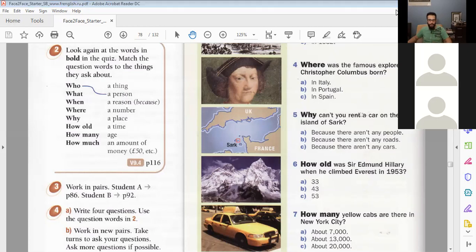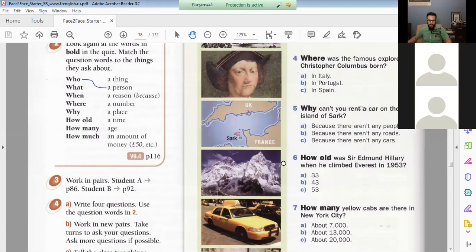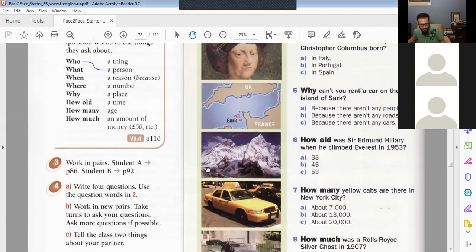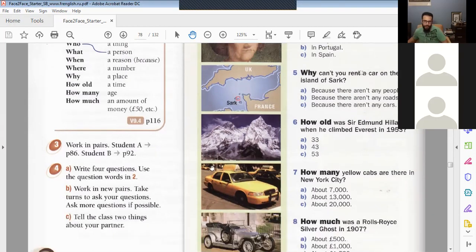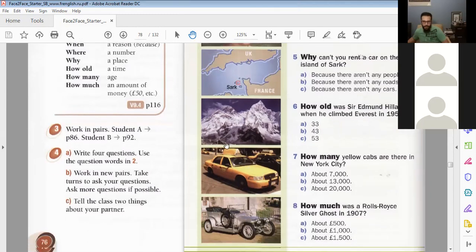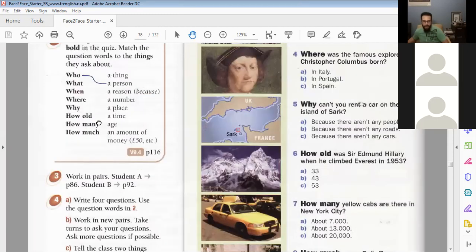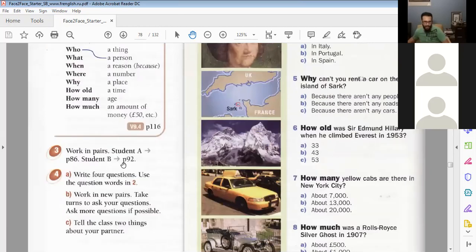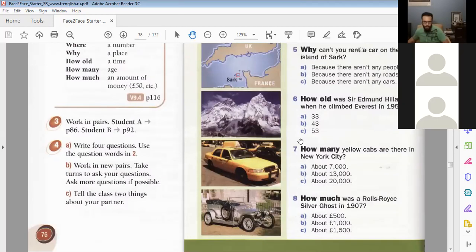Okay, hello, can you hear me? Yes. Okay, so we talked about questions. Number 3, it's pair work. We can skip it. We did number 4. Okay, we asked each other the questions.